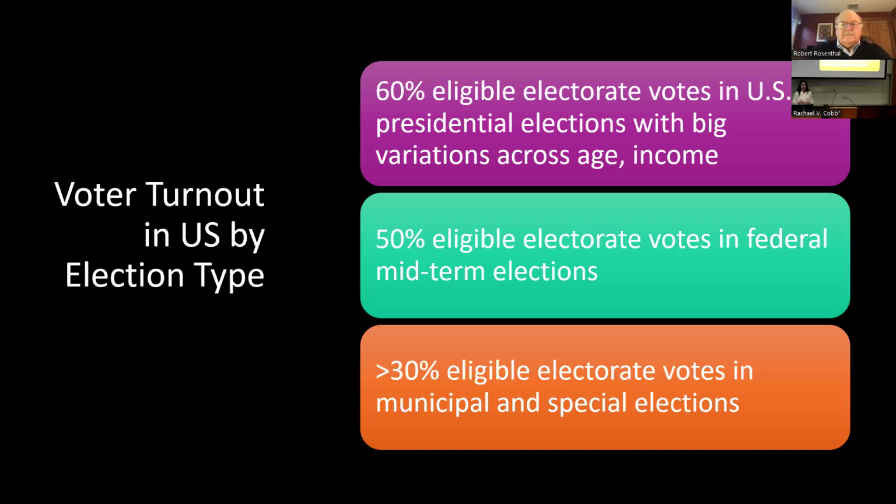So just as a snapshot about turnout in the United States, in the big elections, in the presidential elections, roughly speaking, about 60% of the eligible electorate votes in US presidential elections. But as we've discussed before in class, there are big variations across age, across income, across education, across race, across ethnicity. In our federal midterm elections, we usually have 50% of the eligible electorate, give or take, usually a little bit less. And then finally, in our municipal elections and in those small elections of which I spoke, we have usually well under 30%. Sometimes it's as low as 10%, sometimes as low as 5%. It really depends on the election. And many of those elections are uncontested.